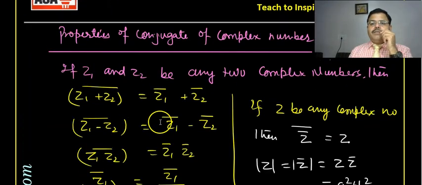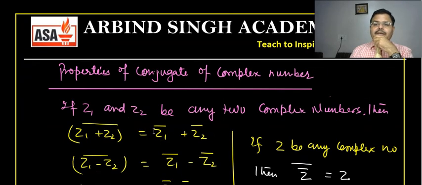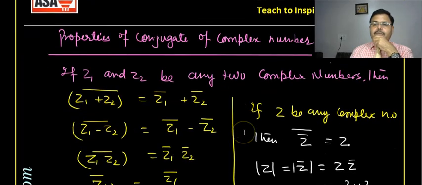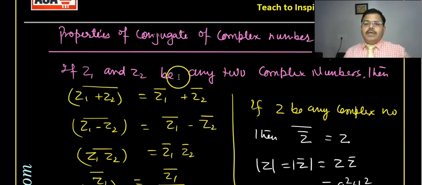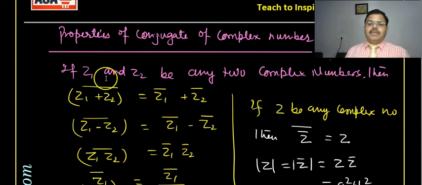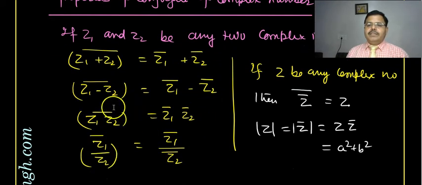So these are some properties of conjugate of complex number I have written here. Actually the mic was off, but I have written this. So just note down. This is the property of complex numbers. If Z1, Z2 be any complex numbers, then Z1 plus Z2 conjugate is equal to Z1 conjugate plus Z2 conjugate. Z1 minus Z2 conjugate is equal to Z1 conjugate minus Z2 conjugate, and Z1 Z2 whole conjugate is equal to Z1 conjugate multiplied by Z2 conjugate.